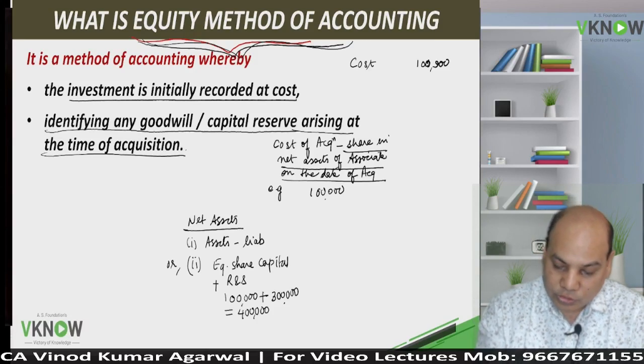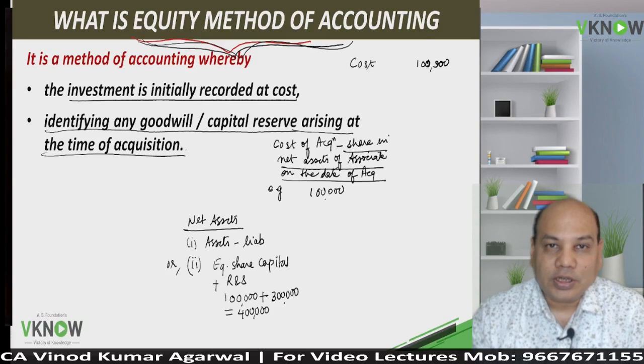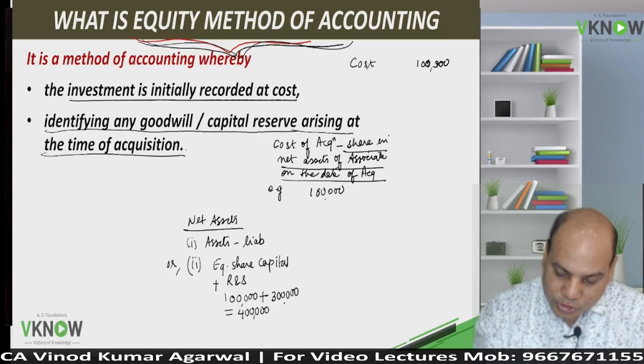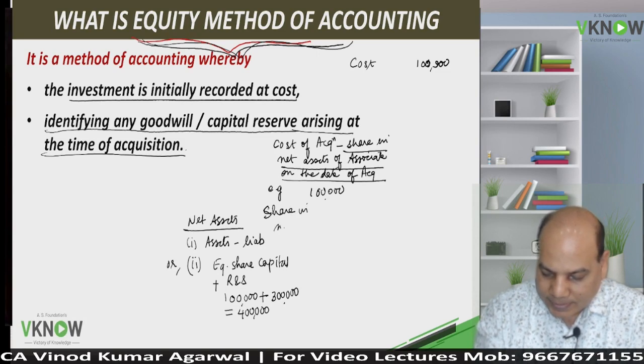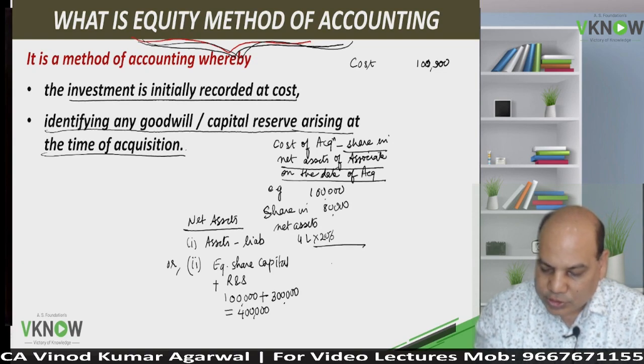Cost of acquisition is 1 lakh. And let us say the investor has acquired 20% share in the associate. So share in net asset will be 4 lakh into 20%. That comes to 80,000. So this difference will be called goodwill.